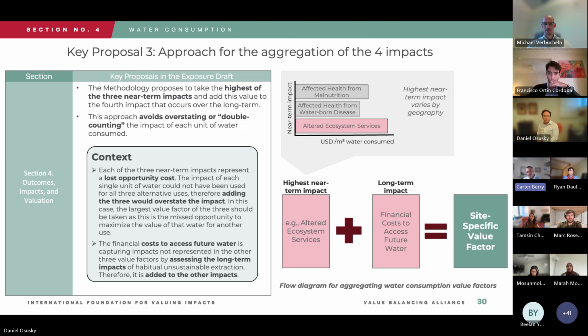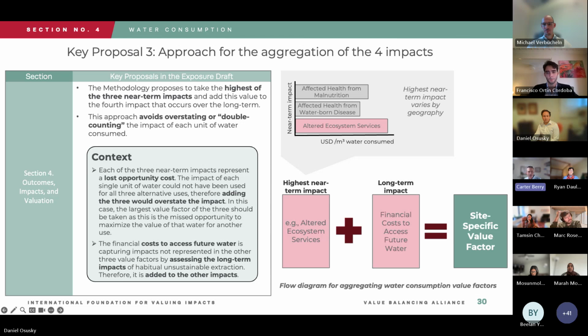So in this example here, there's this theoretical scale of these three value factors, and the altered ecosystem services is the largest, highlighted in pink. So that value factor represents the near-term impact and will get added to this future impact.